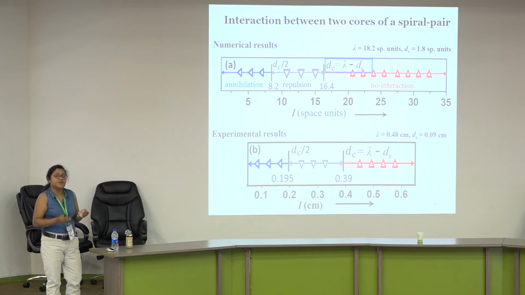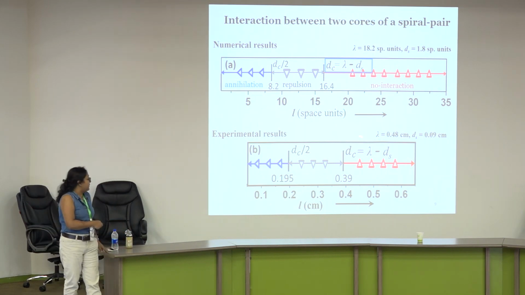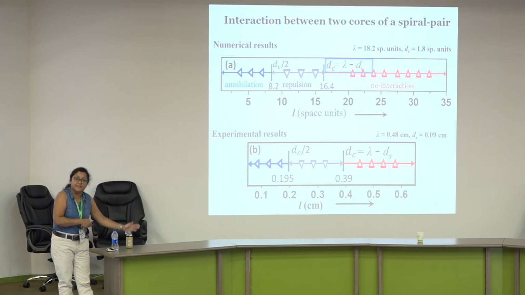Experimental results with our BZ showed exactly similar results, where we again found a critical distance which was equal to lambda minus d_s.